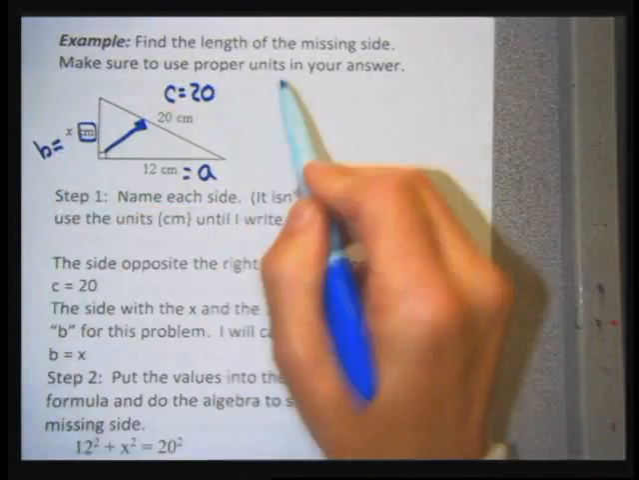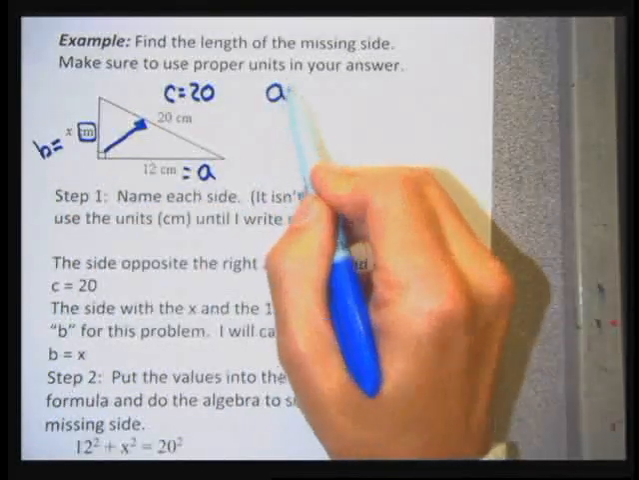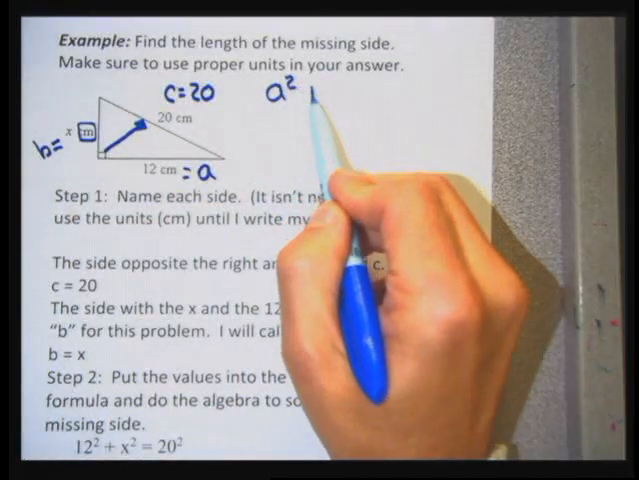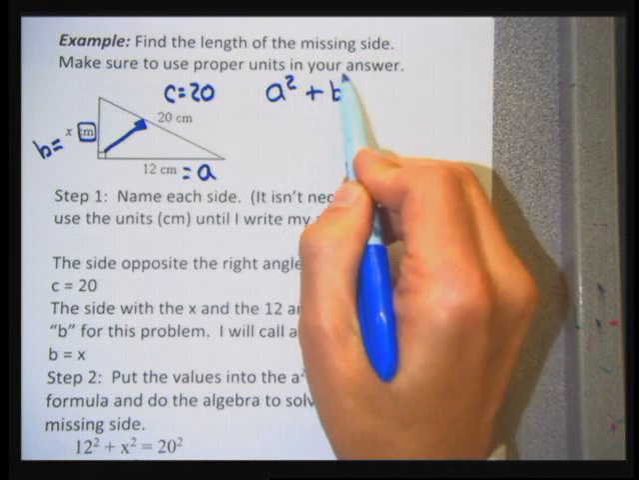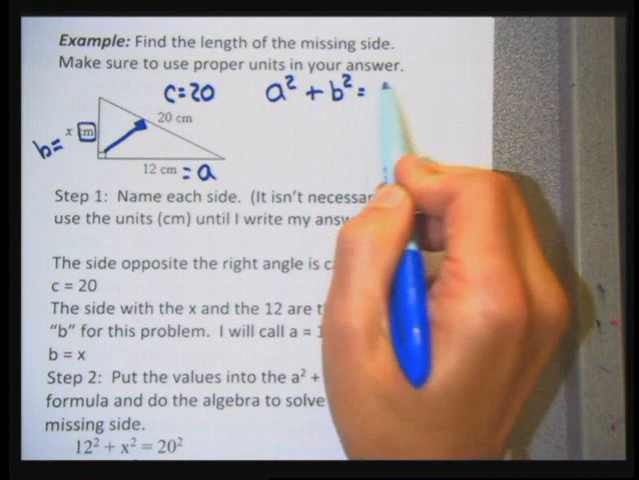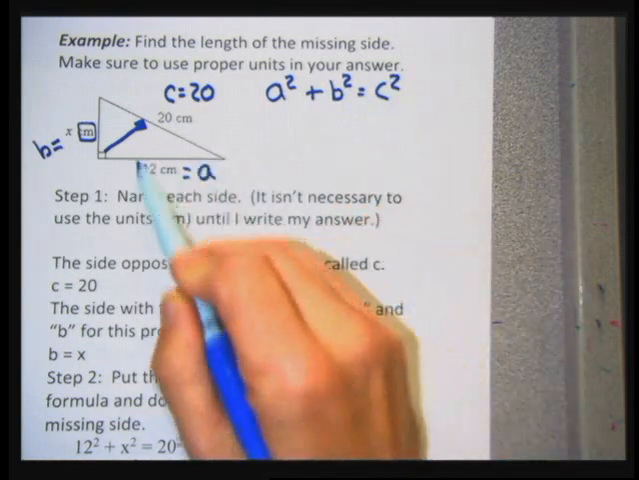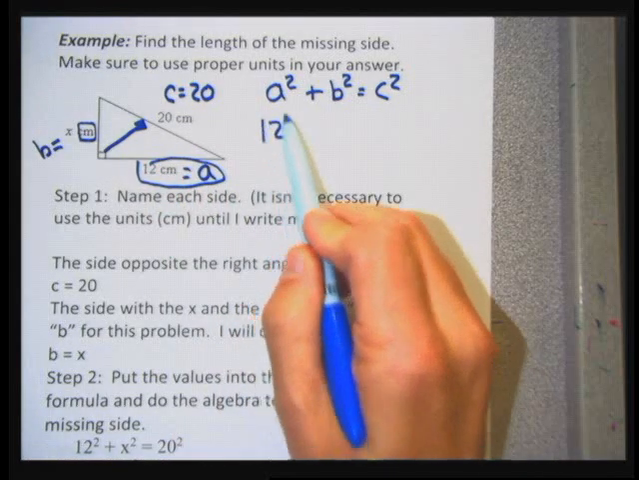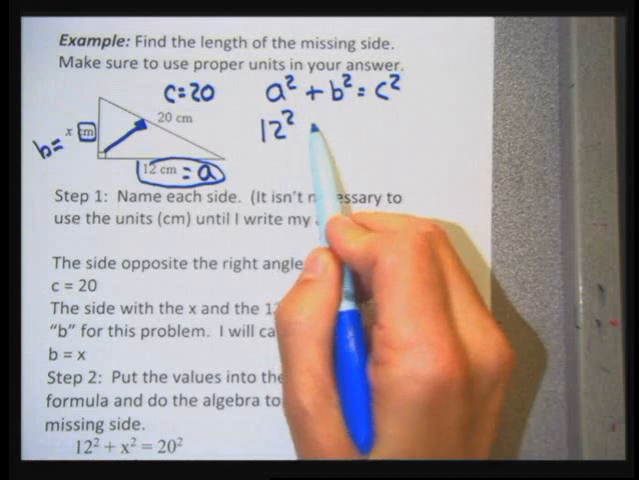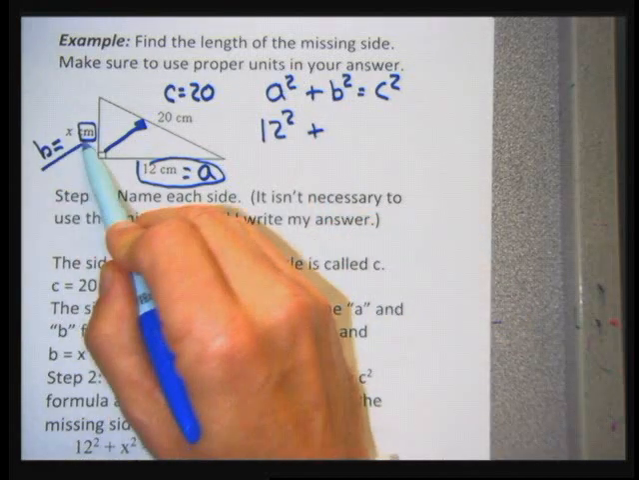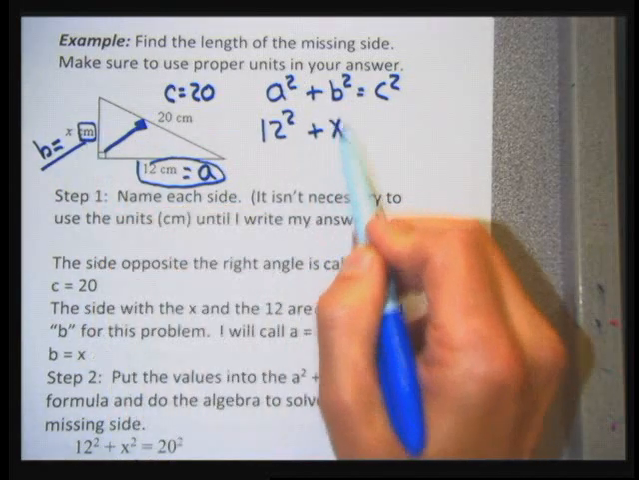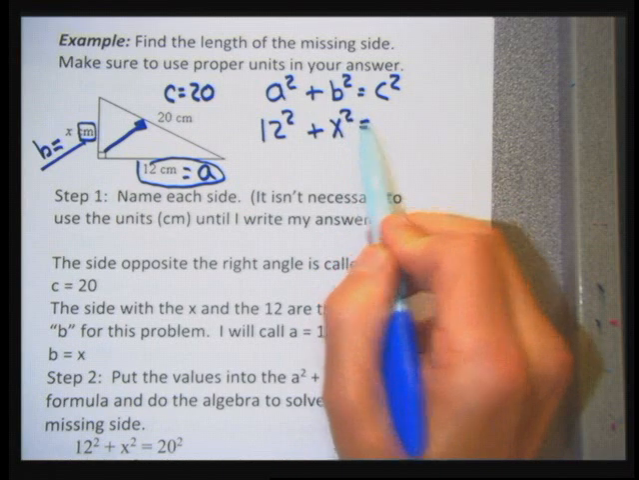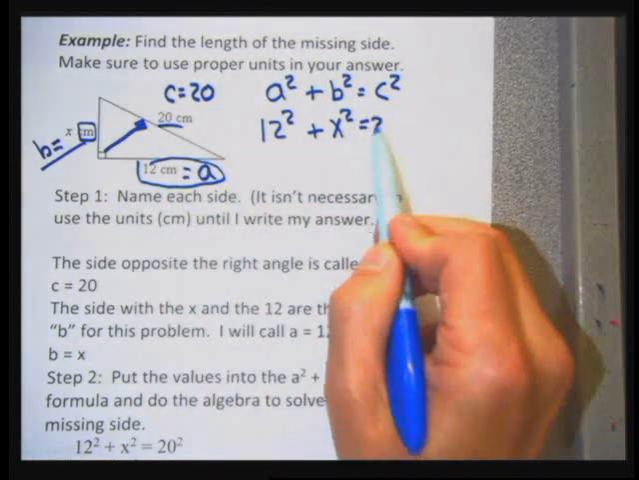So I'm going to use the formula, the Pythagorean theorem that applies to right triangles, that a squared plus b squared equals c squared. And in place of the letter A, I'm going to put the number 12. Again, I could put the units in, but it's just going to make my work messy. In place of the letter B, I'm going to put an X because that's what that side's labeled. And in place of the C, I'm going to put a 20.